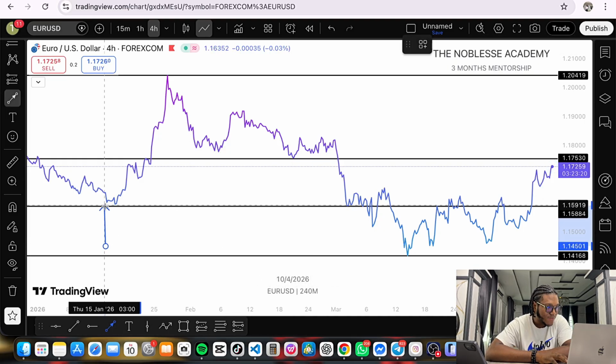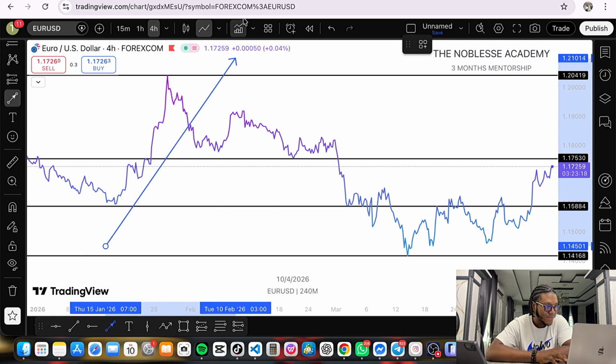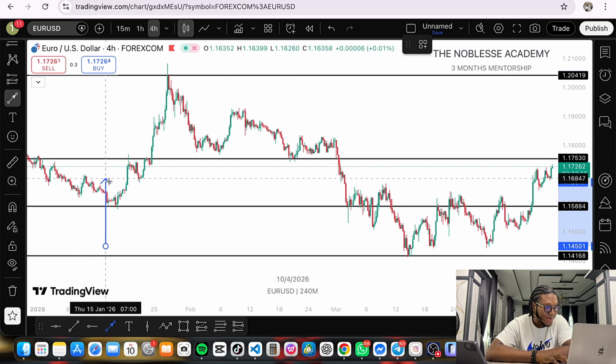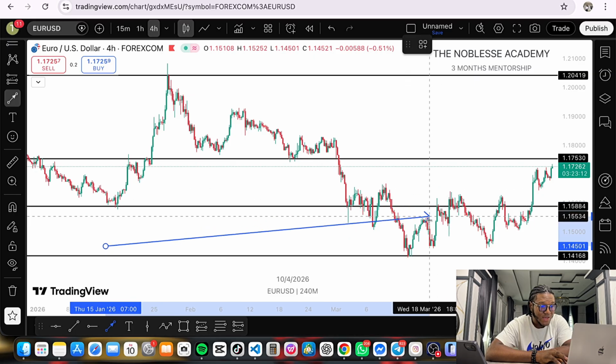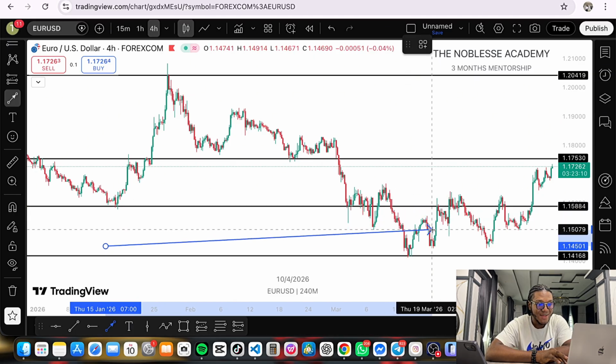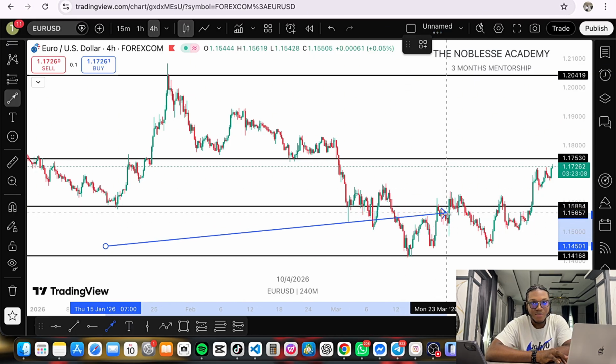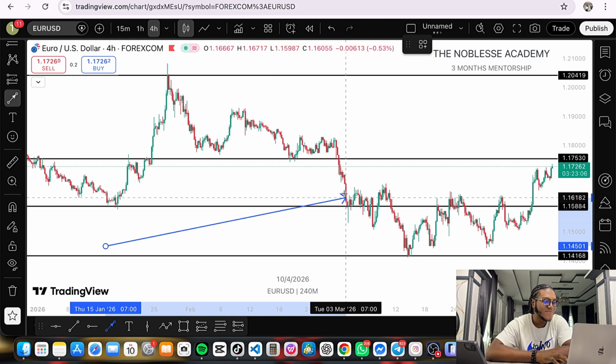You can actually see that we have support reaction, meaning the market came to the line. So let me go on the candlesticks, meaning the market came to the line as support and then bounced to the upside. We also have lots of supports here. Then we have what? Resistance reaction, meaning the market came to the line and did what? Bounced to the downside. Okay, so that's a very good level.